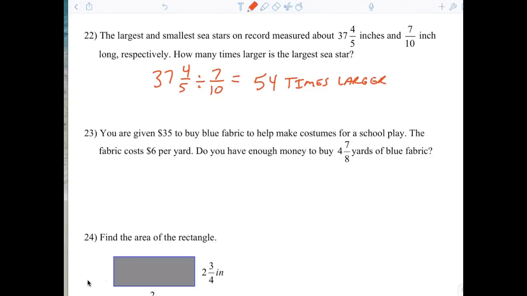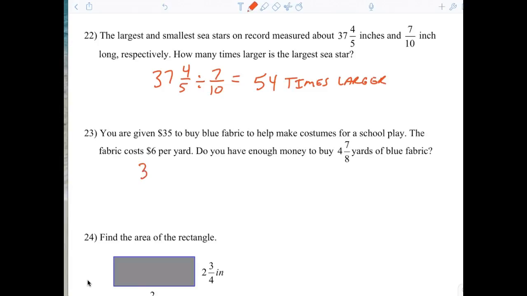All right. Number 23. It says, you are given $35 to buy blue fabric to help make costumes. The fabric costs $6 per yard. Do you have enough money to buy 4 7/8 yards of blue fabric? What could I do? You have to tell me what to do, not just tell me a number. What do I have to do? There's two ways of doing it. Good job, buddy. Very good.